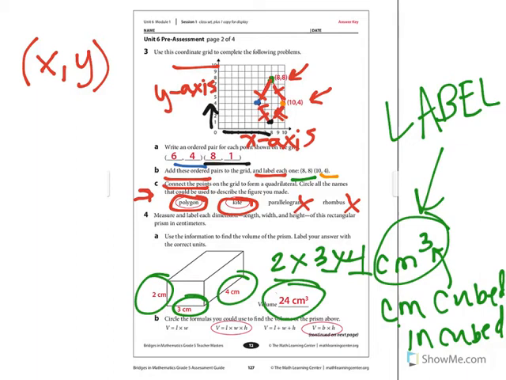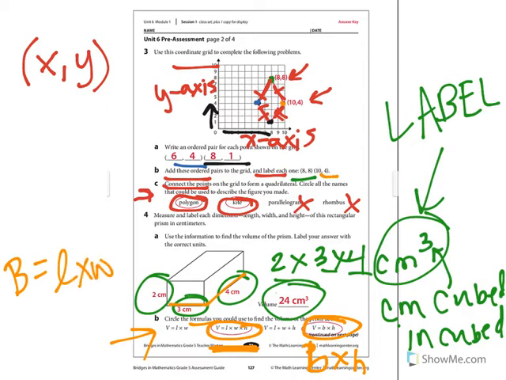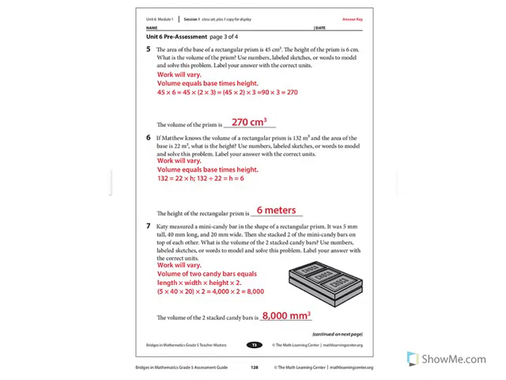Now, part B says circle the formulas, that's important, you could use to find volume of the prism. There are 2 formulas you can use to find volume, that one that we always use, length times width times height, or base times height. Base being the area at the bottom, which is equal to area, excuse me, and that's length times width. That's your base, all right? So you can have base times height, or you can have length times width times height. 2 options.